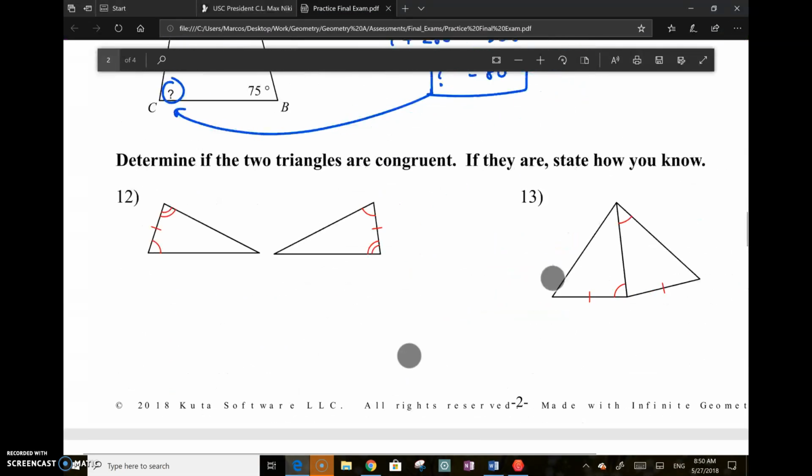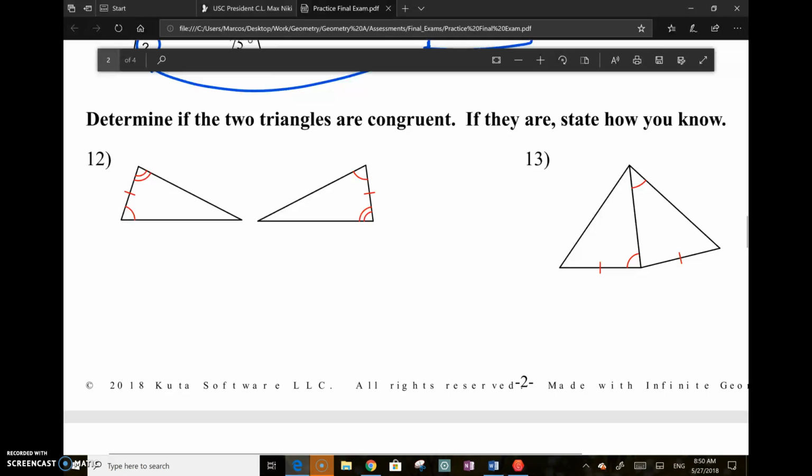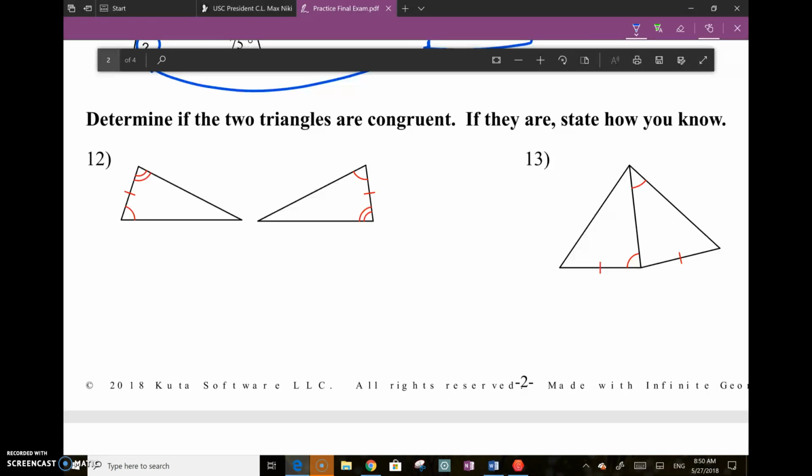Numbers 12 and 13 are asking whether or not there's enough information to state that the two triangles are congruent. And just a little tip here: if a question ever says, determine if something is this, or blank, blank, blank, if possible, what that means is that there's a possibility that it will not be possible, or that it cannot be determined. And so you want to keep an open mind for that to be one of your possible answers to the question.